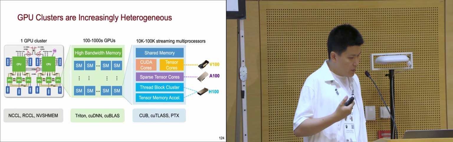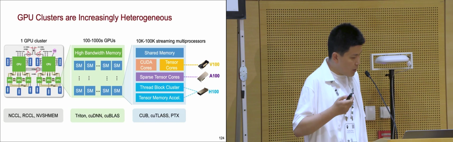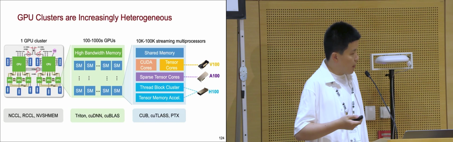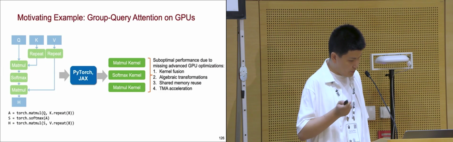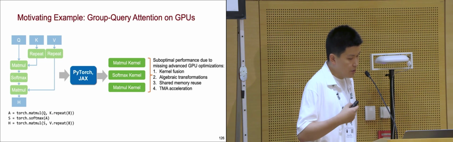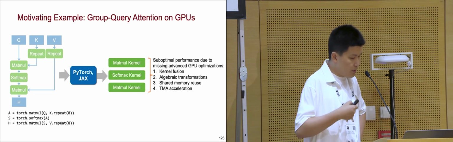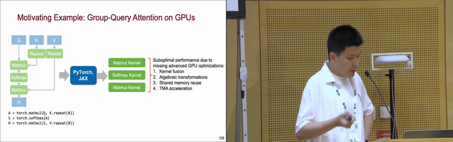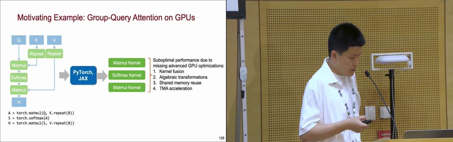Now we come to the third highlighted research part. It's called Mirage, which is an automatic GPU kernel generation system for both machine learning and language models. Today's machine learning models, like language models, are using distributed GPU clusters for both training and serving. And modern GPU platforms are becoming increasingly heterogeneous, with new hardware components introduced in each generation.